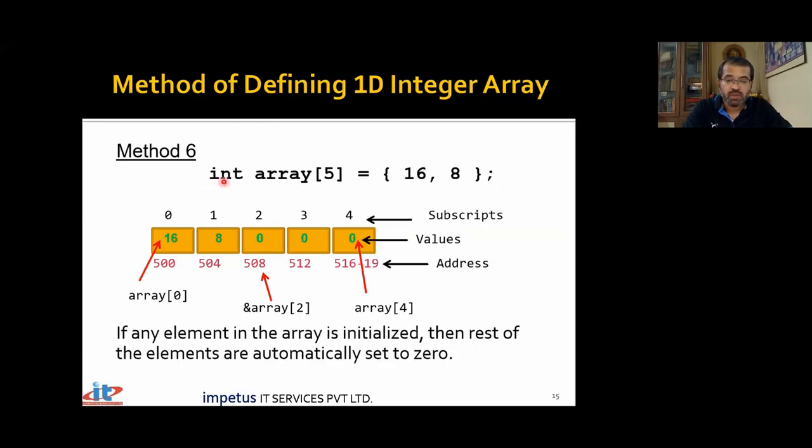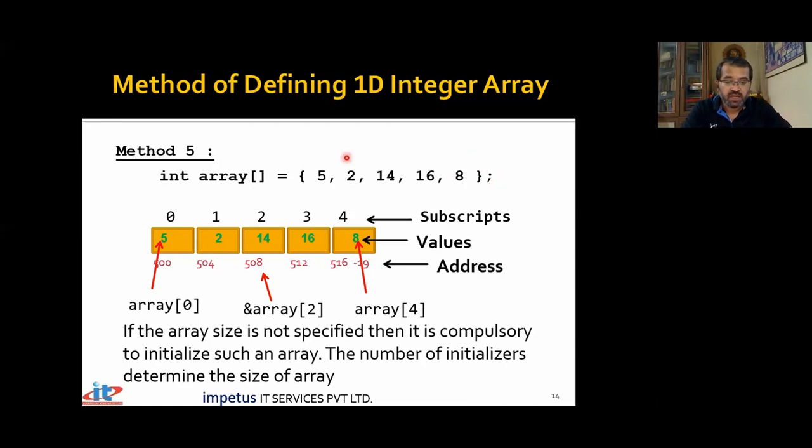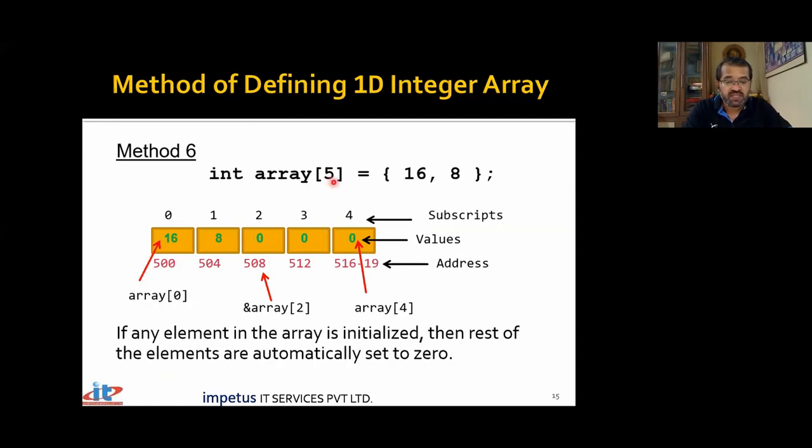Now what's the problem? I created int array of 5. I'm saying array is of size 5. So I have specified size. But I have given number of initializers as 2. Here I said the number of initializers determine the size of the array. But that is when you do not specify the size. If I specify the size, the number of initializers will not determine the size of the array. They will only act as initializers.